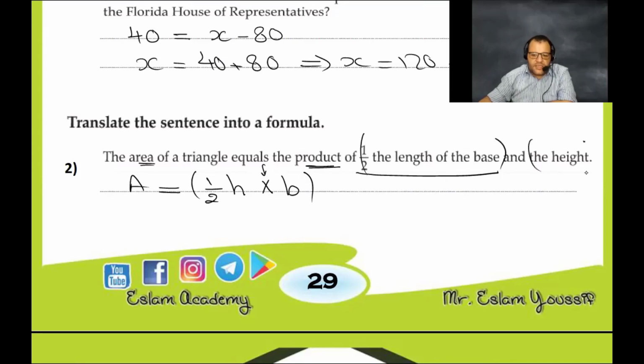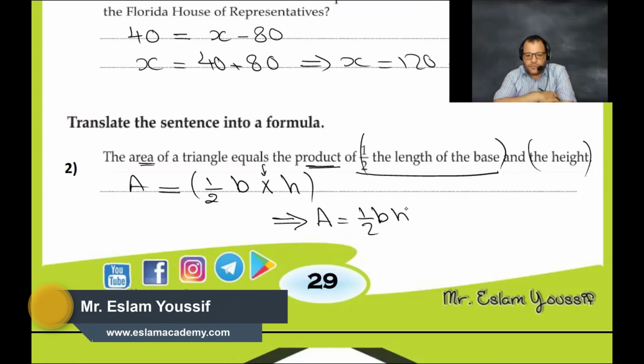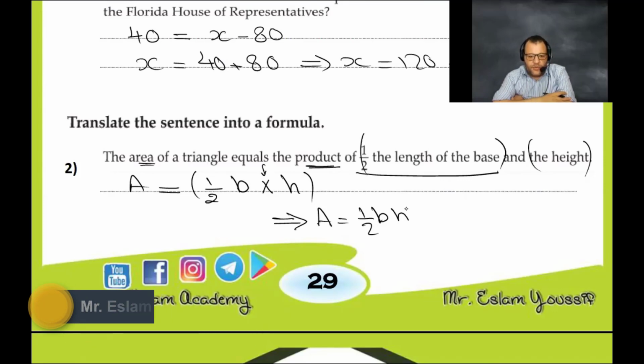That is the first term, then that is the second term. So half the length of the base multiplied by the height. To simplify it, the area equals half times base times height. Any problem for this one? No. Any problem? If you didn't understand it, we can explain it more.